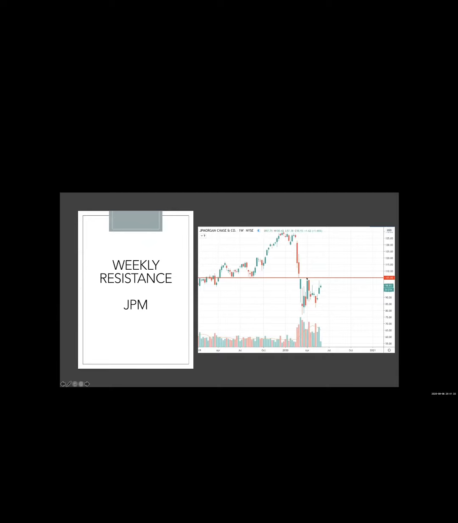When it got back to that 105, you could have taken this stock short, or you could have bought puts. And then to buy, you wait for it to clear this 105 level. So if you're going to buy calls or long the stock, then you would have to wait for it to clear that 105 resistance.